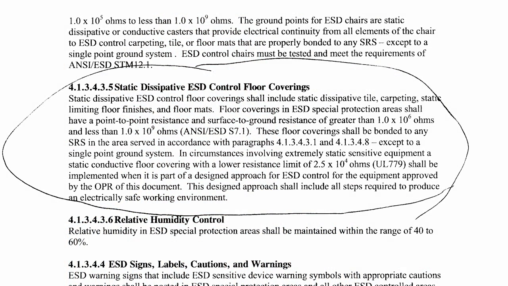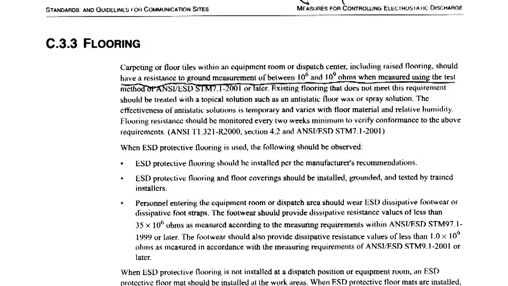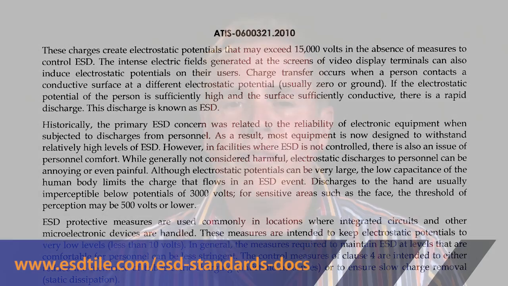So we've got three documents out there. We have FAA 019E, we have Motorola R56, and we have ATIS 0600321. All these documents are all available on ESDtile.com.